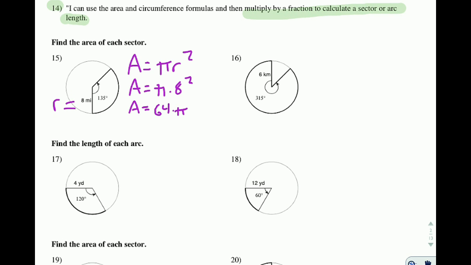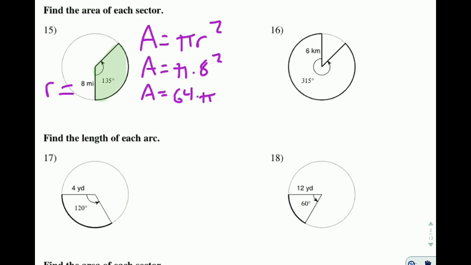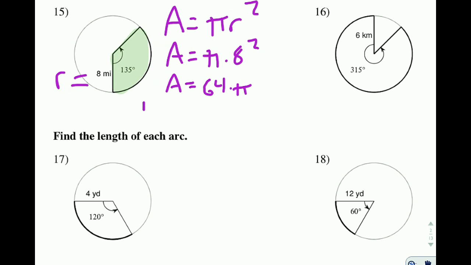Now, that's not the answer to the problem. That is the area of the whole circle. I only want this region right here that is represented by 135 of the 360 degrees. So what I'm going to do is take my fraction here, 135 of the 360, so that number is less than 1, that's a decimal. I'm going to multiply it by 64 pi.